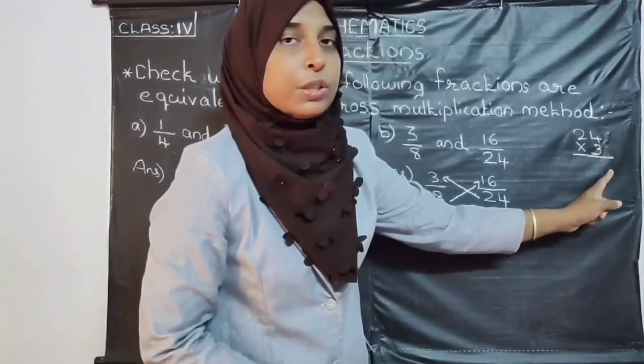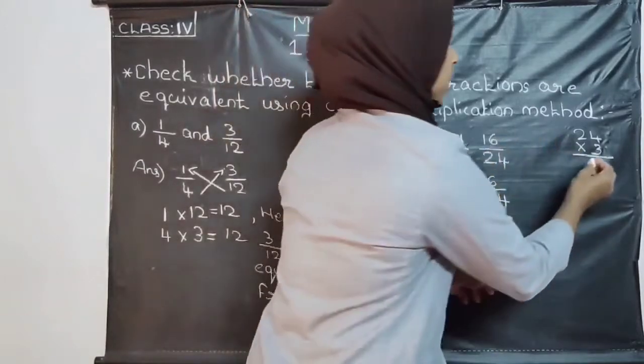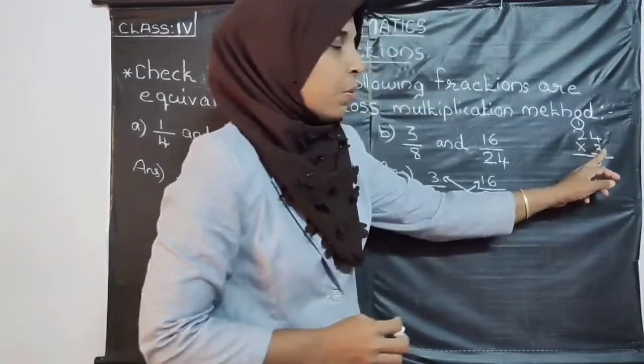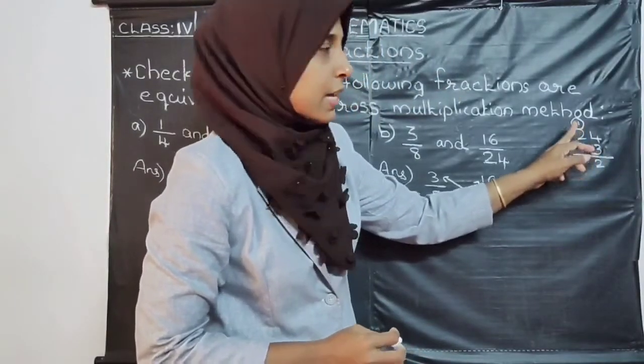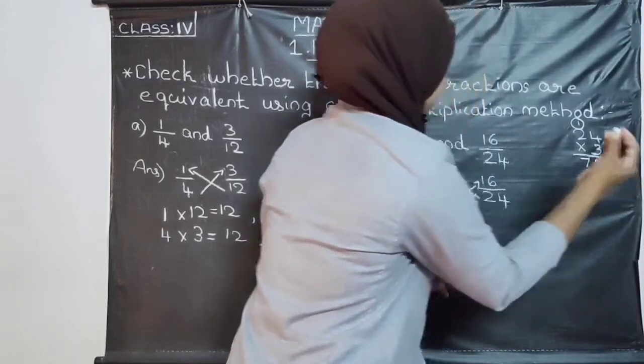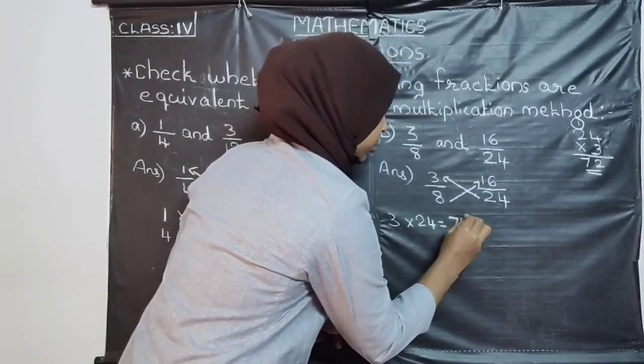What is 4 into 3? 4 into 3 is 12. So we can write 2 here and 1 as carryover. What is 3 into 2? 6. 6 plus 1? 7. So here we get 72. So we can write 72 here.